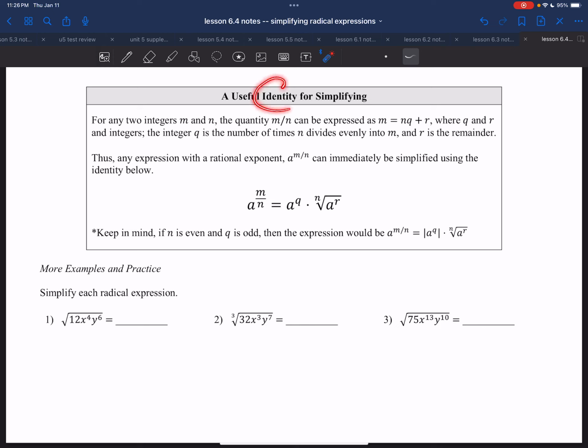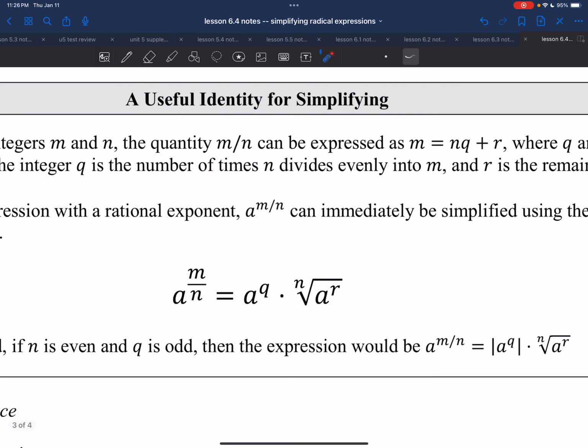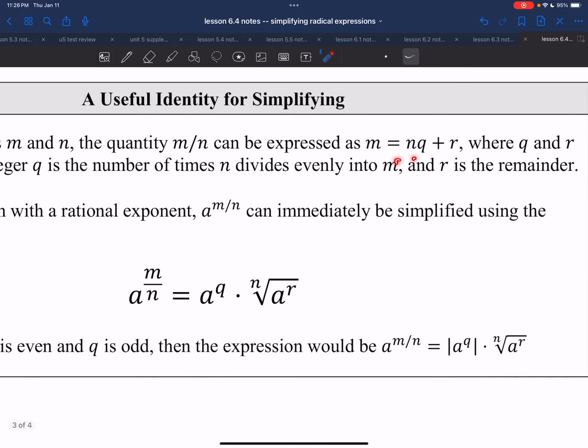So what I did is I created an identity that I'm hoping will not confuse you, but make sense as to how you can quickly simplify radicals without having to go through a bunch of hoops, without having to use a million exponent laws, a way that you can just look at it and know how it simplifies. So I am going to take a minute to explain this. And I know it looks like a lot or looks confusing, but let me just explain. Suppose you have two whole numbers, two integers, m and n. Then the quantity of their division, m divided by n, you can express this as m equals nq plus r.